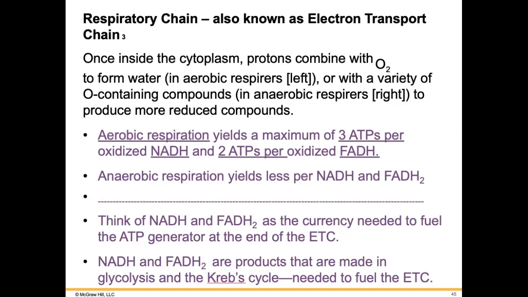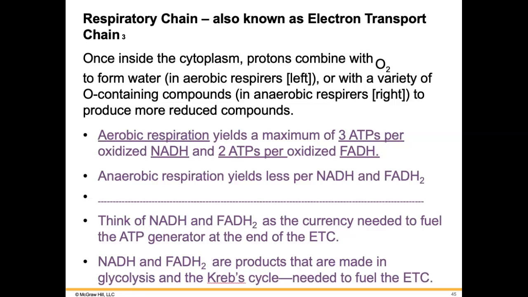All right, respiratory chain, also known as the ETC, electron transport chain. Aerobic respiration yields a maximum of 3 ATPs per NADH and 2 ATPs per FADH. That is a test question. During aerobic respiration, for every NADH that enters the electron transport chain, it will spit out 3 ATPs. For every FADH that enters the electron transport chain, it will spit out 2 ATPs.